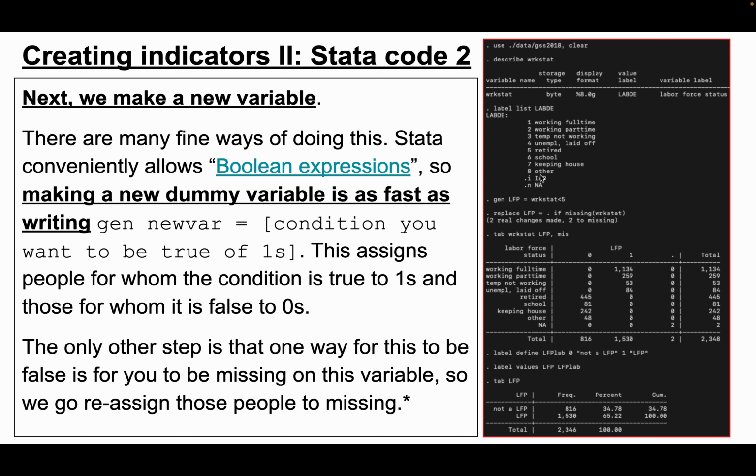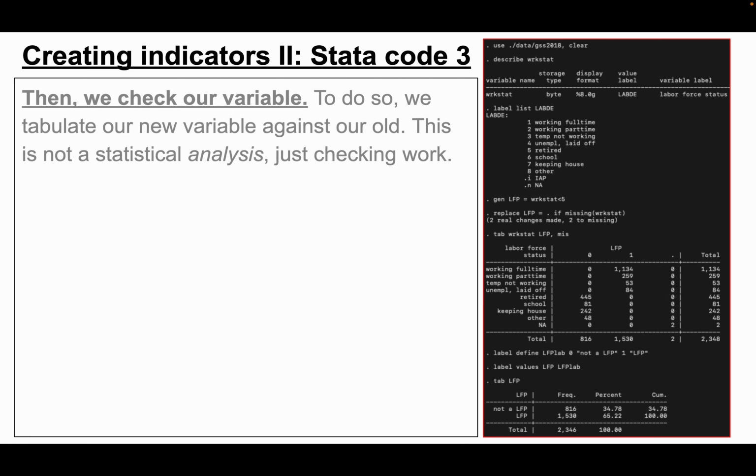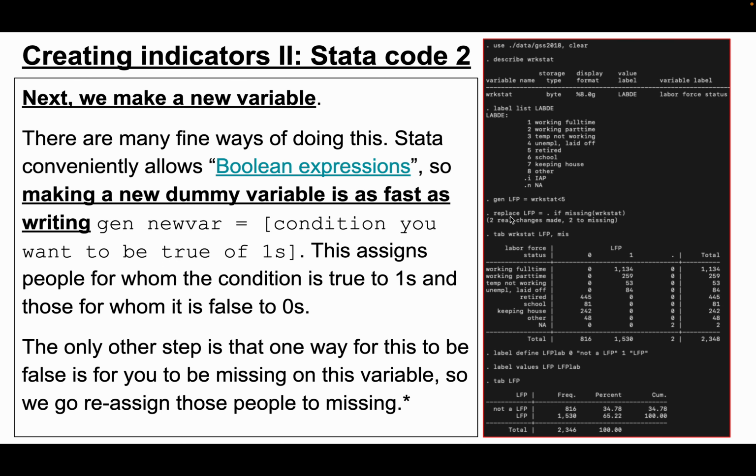Since we had a couple of people whose work status was originally missing, when we write the following code, replace LFP equals dot if missing, that actually assigns those two people who were missing on the original variable to missing on the new variable. Evidently, they had been assigned to zeros when we wrote this command. So that's a potential problem.